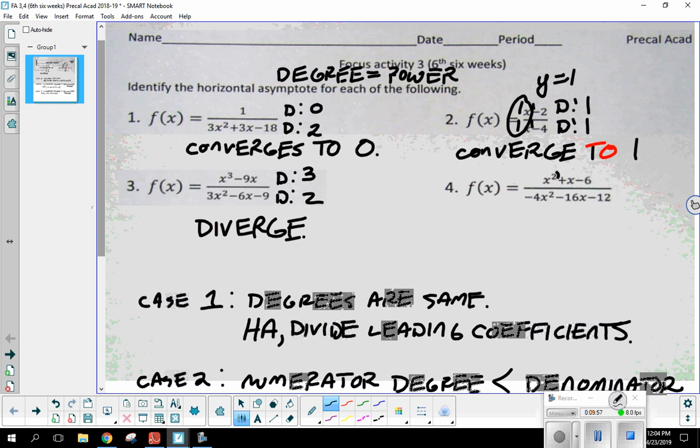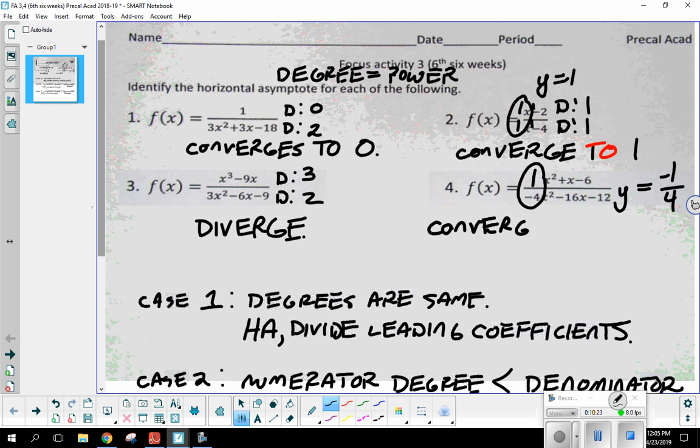Okay, so this is case 1. What would the horizontal asymptote be? Oh, not 1. Y equals, now, the leading coefficient up top is 1. What's the leading coefficient down below? -4. So remember, you divide those. So y equals -1/4. Would you say this converges or diverges? This one converges. In fact, I would say it converges to -1/4. If I were to think of it as a sequence, if I looked at the y values as x got larger, we're going to get closer and closer and closer to -1/4, but we're never actually going to touch it.